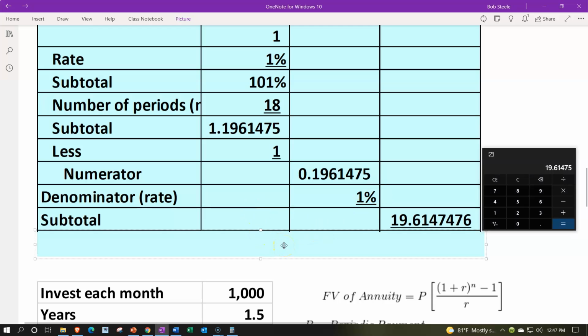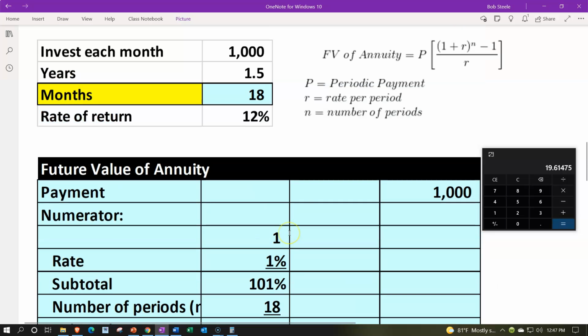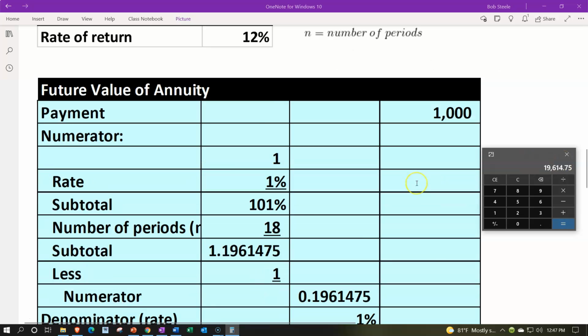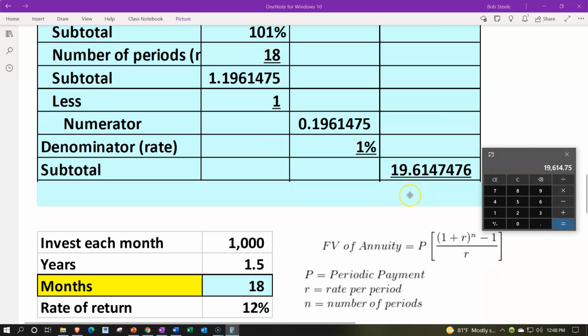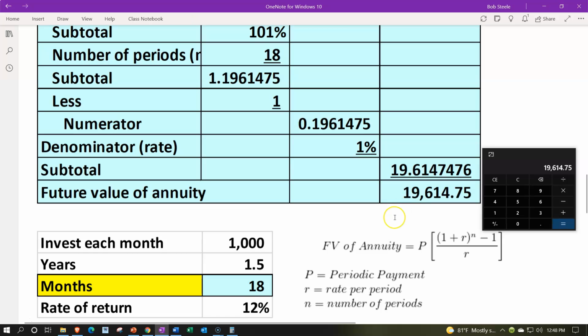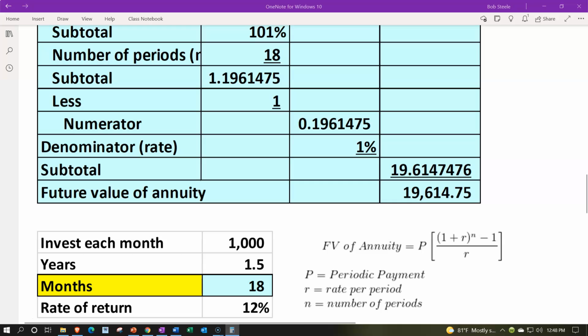That'll give us 19.61474765, and so on. And finally, we can take that whole thing times p, which is the thing we started with, 1,000. Finally, we get to the result down here, which is 19,614.75 about. Okay, and note that this amount is what we can use for the tables.